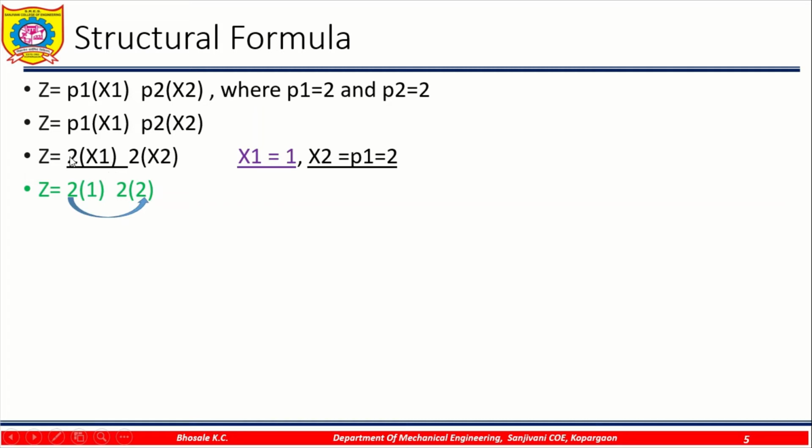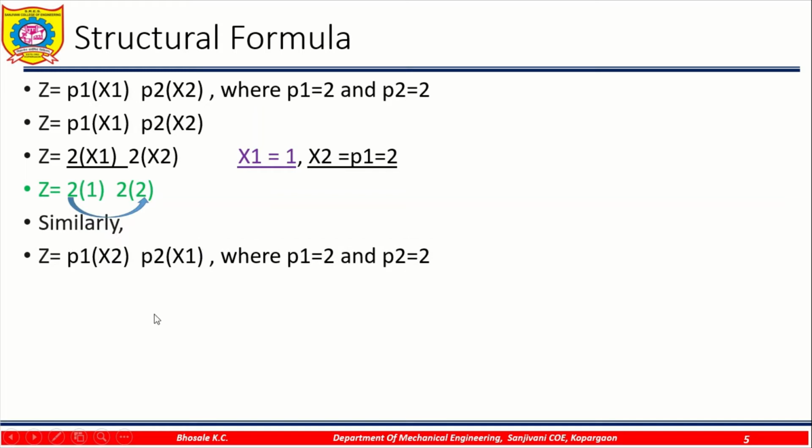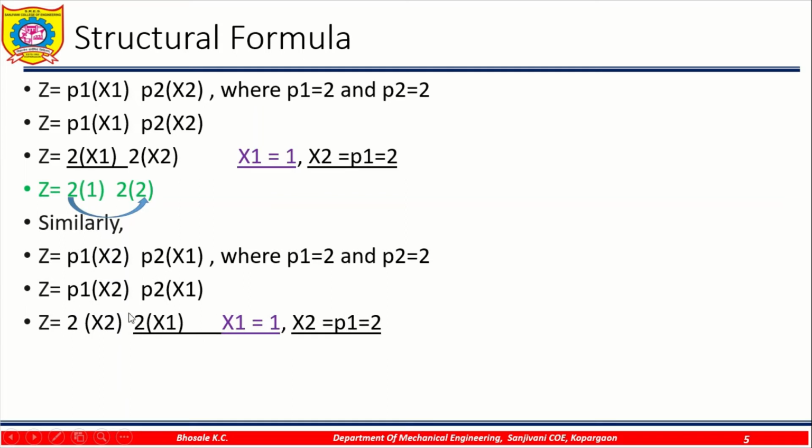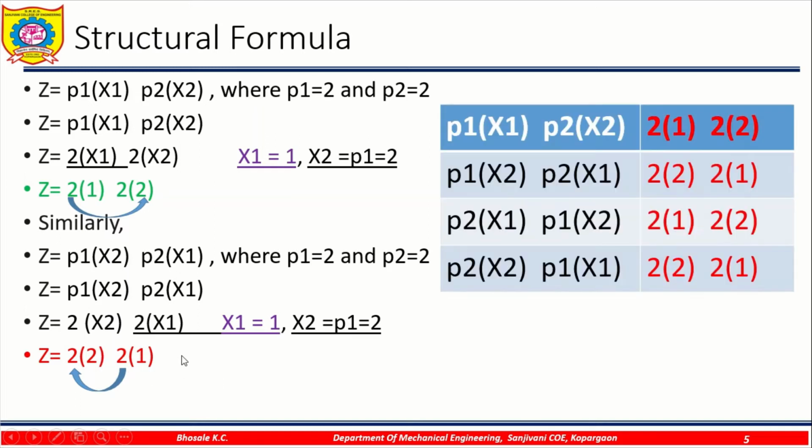So we have to find where the value of P corresponding to X1 is. P is 2, and this will become the X2 value. Whatever value is next to X1 will become the value of X2. Similarly, for the second structural formula, P1X2 and P2X1, we write P1 and P2 values as 2. Then X1 is 1, the value of P corresponding to X1, so the X2 value will become 2.